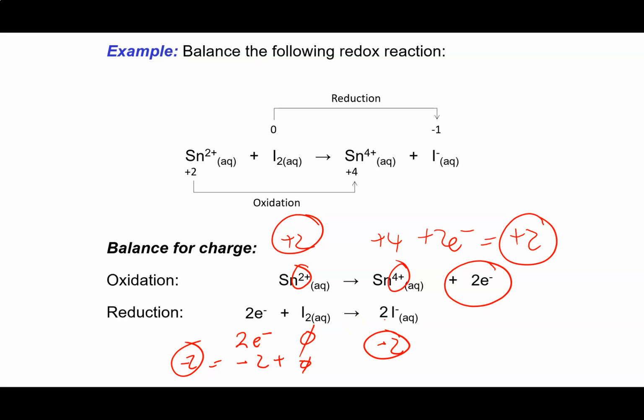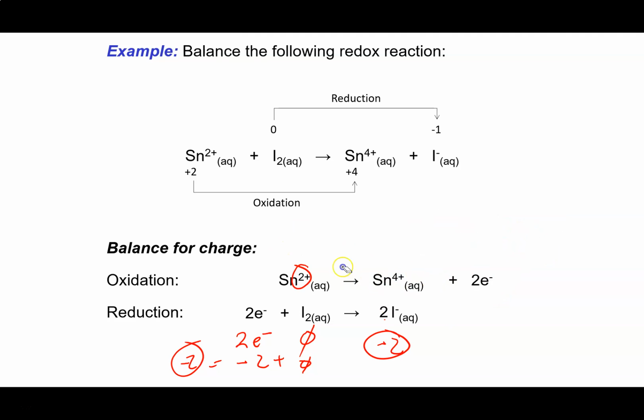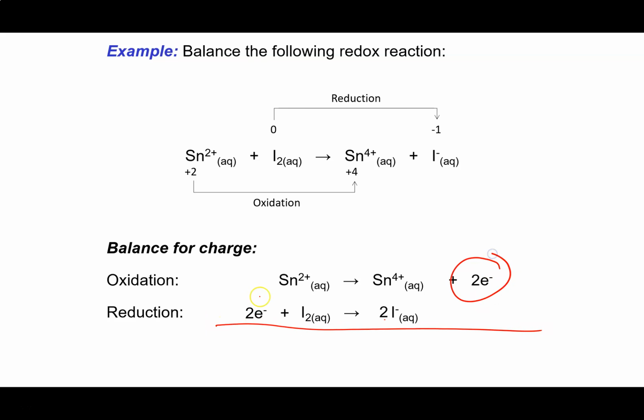Okay, so once I've balanced for charge, what is next? Multiply one or both of my half reactions by a whole number so that the number of electrons lost equals the number of electrons gained. Well, guess what? I've already got there, so there's nothing to do, right? So I don't need to multiply one or both of these reactions by a whole number because I'm already there. So like I said, many of these steps you don't need to do.